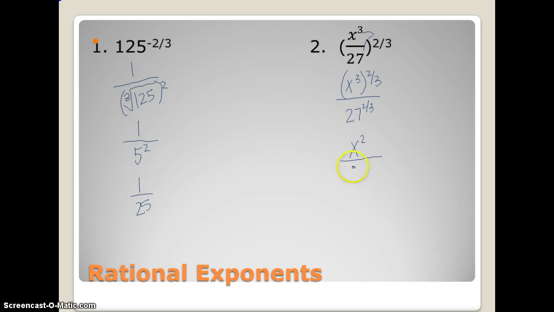And we can rewrite 27 to the 2/3 with a radical, which would be the cube root of 27 squared. The cube root of 27 is 3. We have x squared over 3 squared, and 3 squared is 9. So our final answer is x squared over 9.